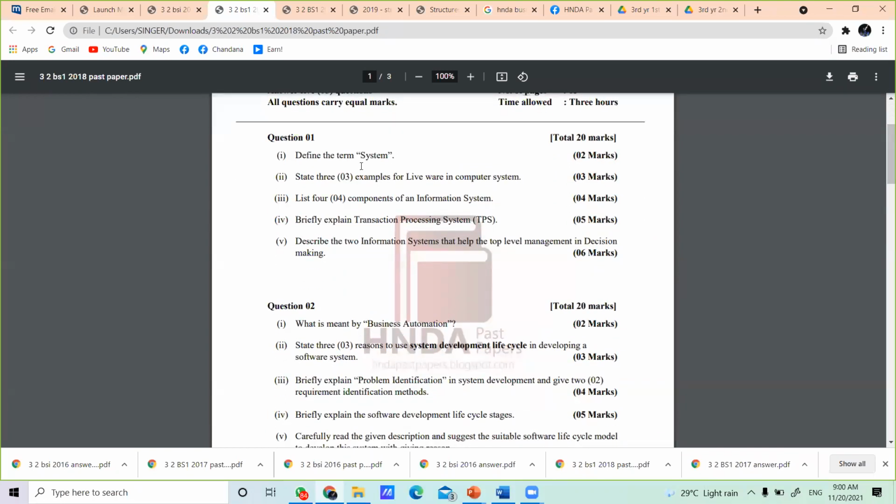Here it says: define the system. State 3 examples for liveware in a computer system. List 4 components of an information system.